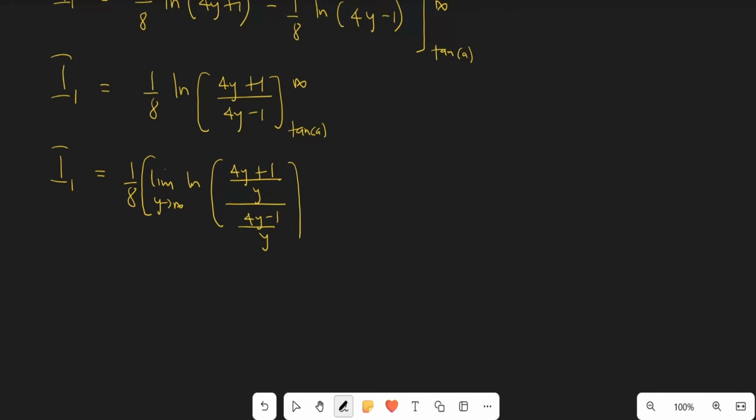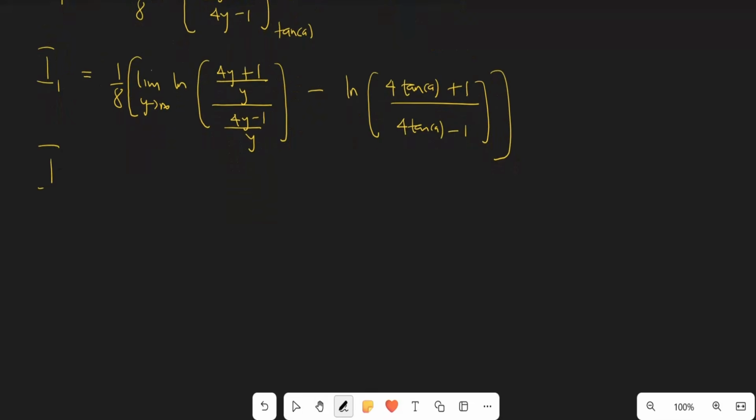Because I'm taking the limit as y approaches infinity, and then minus, plugging in the lower limit, that is going to be the ln of 4 times the tangent of a, just replacing y with the tangent of a, divided by 4 times the tangent of a minus 1, all enclosed, and multiplied by 1/8 in front.